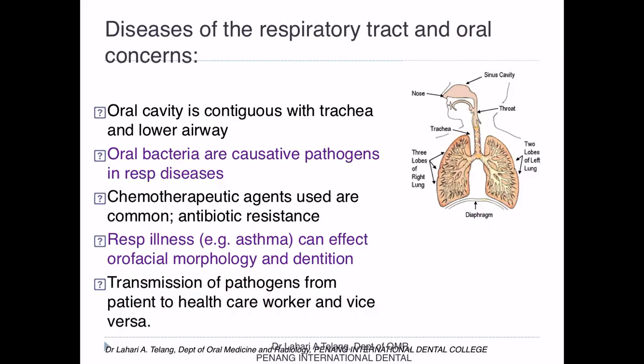Regarding diseases of the respiratory tract and oral cavity, the concern is that the oral cavity is contiguous with the trachea and lower airway. So they're connected, like you can see in this picture here. The oral bacteria are the causative pathogens in respiratory disease. They get into the oral cavity and from the oral cavity go on to the respiratory system. Chemotherapeutic agents used are common, and hence antibiotic resistance could develop. If you're having a dental abscess on one hand and an ENT problem on the other, a common antibiotic could actually help.